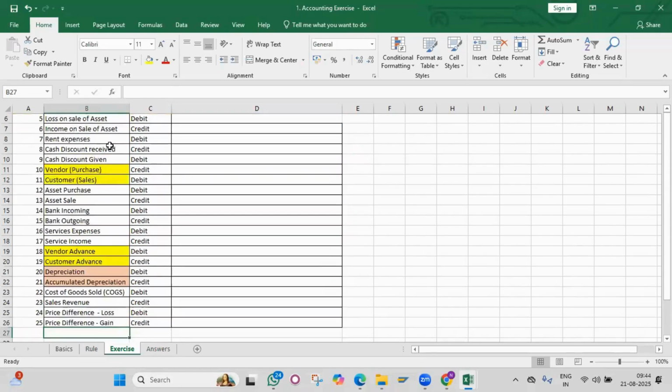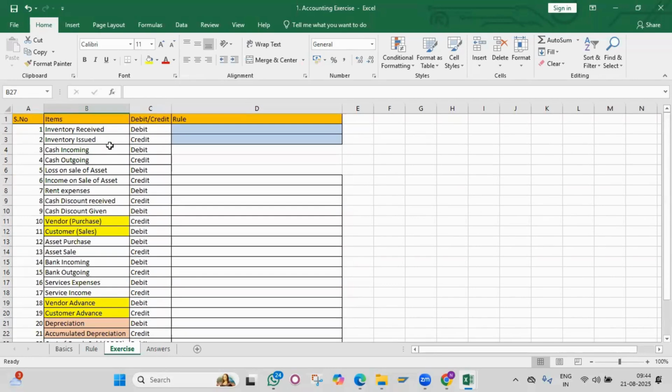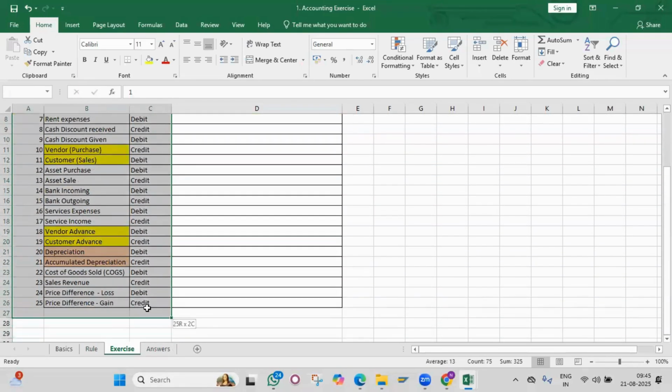These are all the transactions that we are going to see during the entire duration of the course, from beginning to end. If you are comfortable with these items, you will be comfortable with your accounting entries. This is the first level of learning. At the second level, I'll give you the transactions, and based on the transactions, we'll try to figure out what will be the debit and what will be the credit. Okay, thank you.